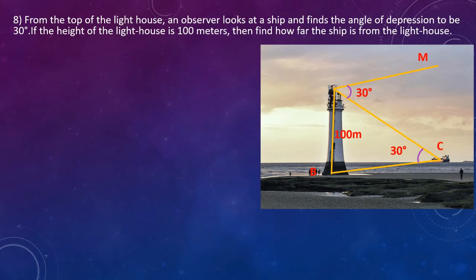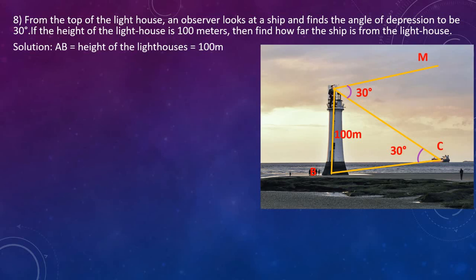So here there is a lighthouse which is 100 meters tall and there is a ship in the sea. There is a person on the top of the lighthouse and he is looking at the ship. When he is looking at the ship, he is making an angle of depression which is 30 degrees. They have asked us to find the distance of the ship from the lighthouse.